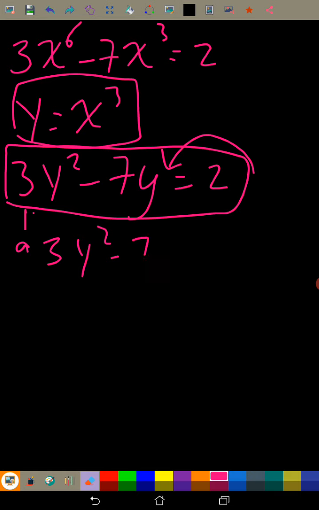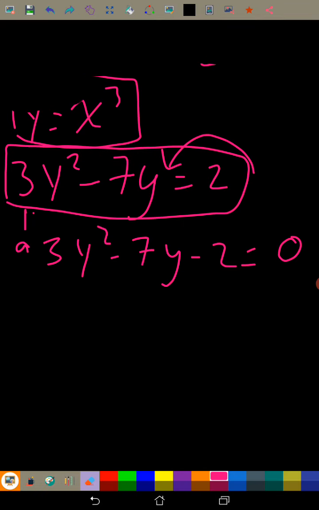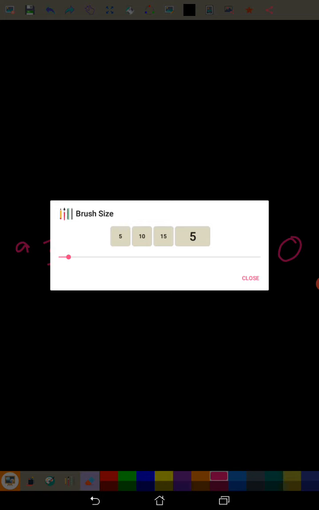3y^2 minus 7y minus 2 is equal to 0, and we can try to complete the square and so on, but it looks so complicated that I would just advise to use the formula. You can just use the formula and get things done. So just use a formula, guys, when it's needed.